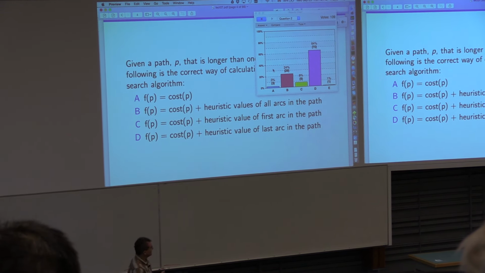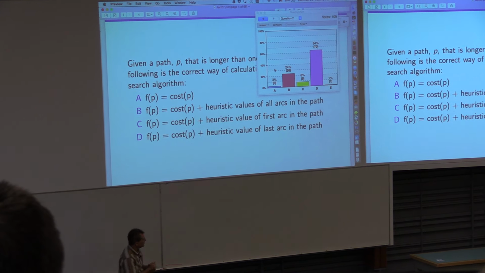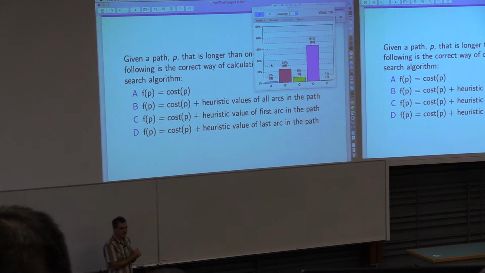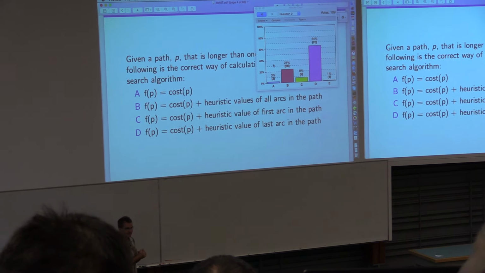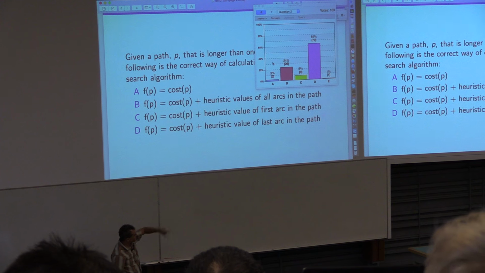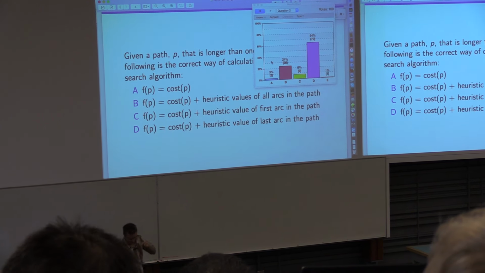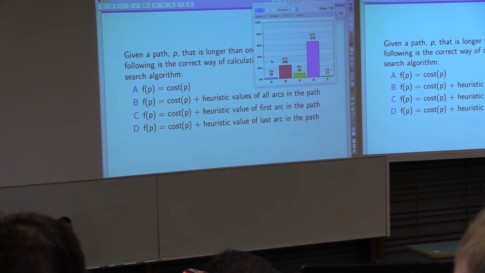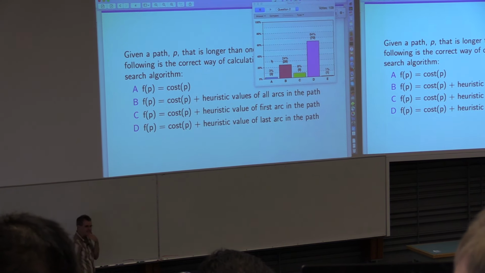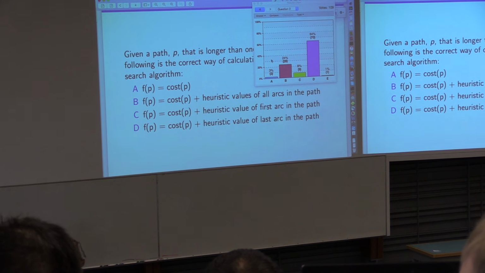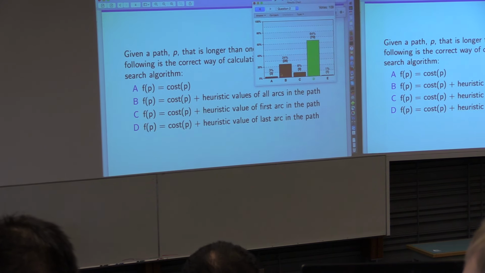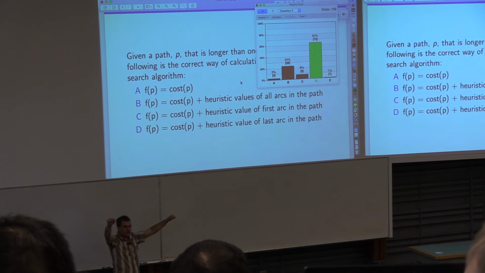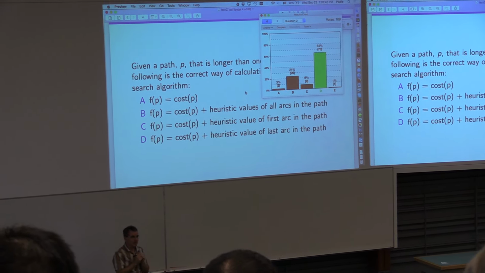Yeah, you're right. It should be the heuristic value for all the nodes in the path. But in any case, the closest one is D. Let's make it D. You're certainly not adding up the heuristic value for all of the nodes in the arc. You're adding up the cost for all the arcs. You're certainly not adding up all the heuristic values.